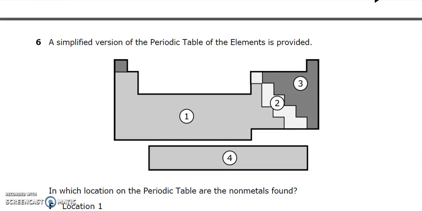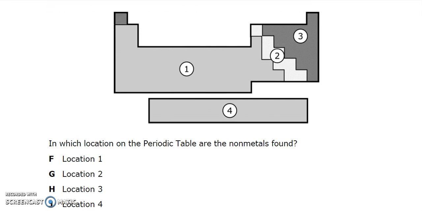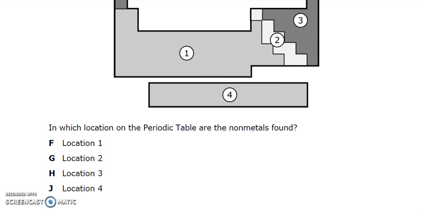A simplified version of the periodic table of elements is provided. In which location on the periodic table are the nonmetals found? F. Location 1. G. Location 2. H. Location 3. Or J. Location 4.